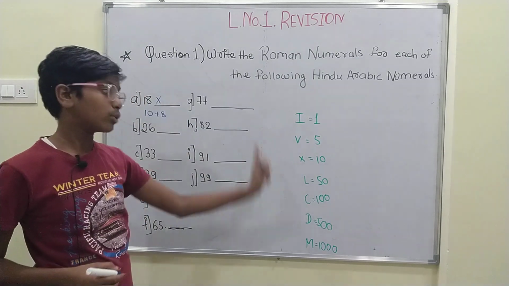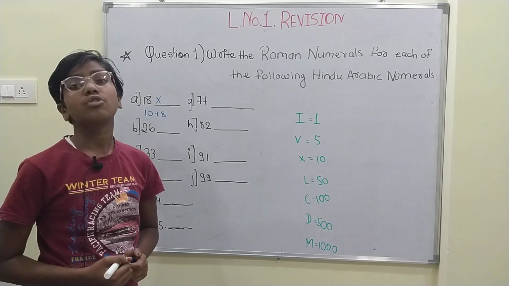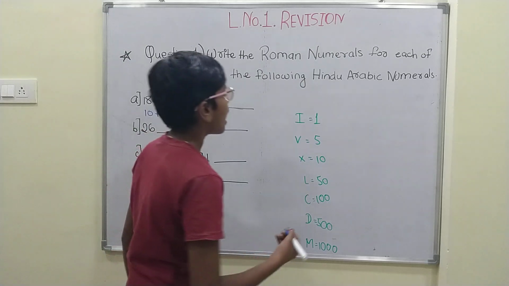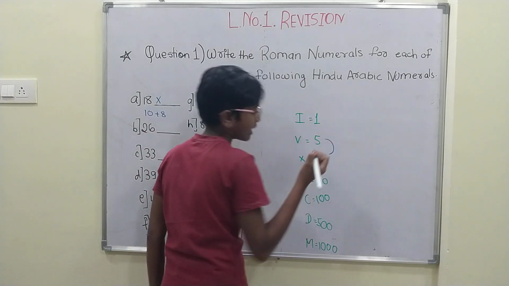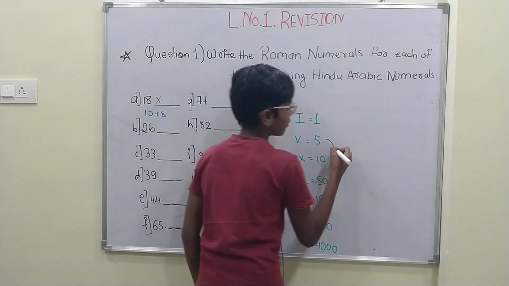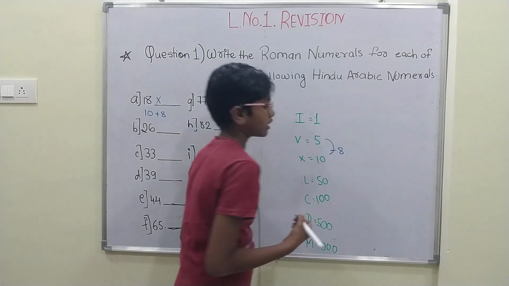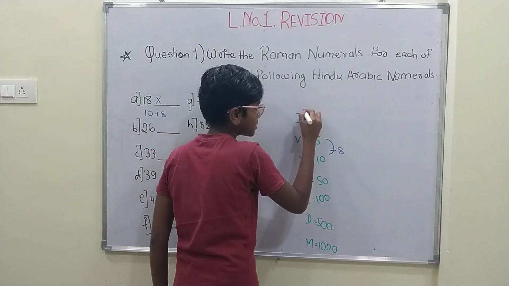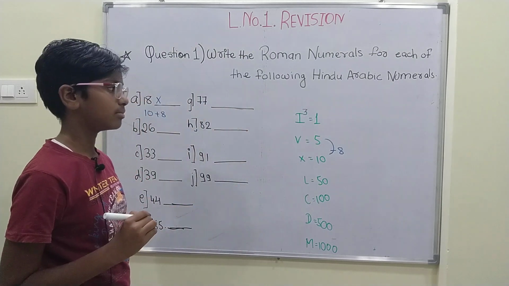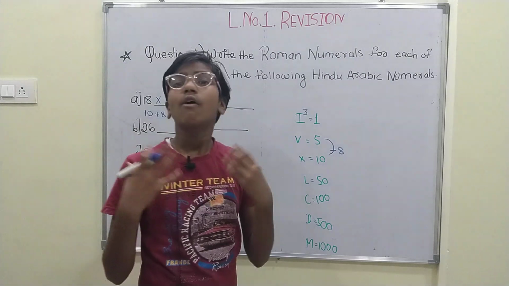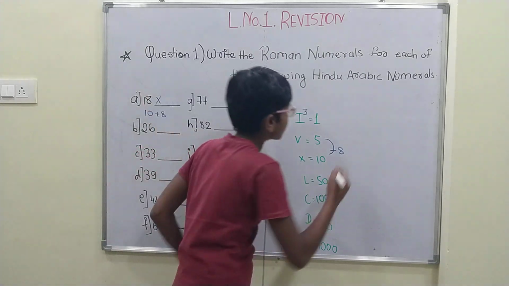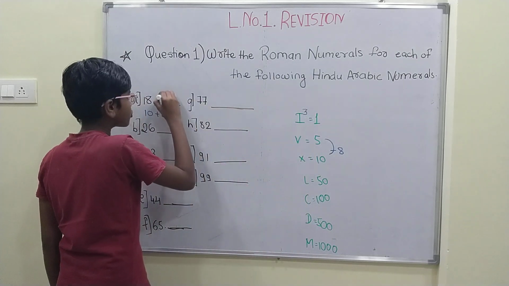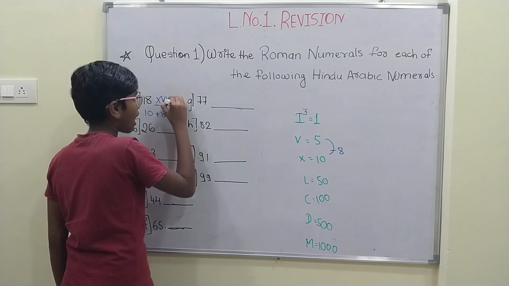And for 8, I don't have any standard value, but that doesn't mean I cannot write 8. I know 8 lies between 5 and 10, somewhere here. And I know I can repeat I 3 times, so I can write 5 and then 3. Which would be 5 plus triple 1. So 5 plus triple 1 means V triple I.